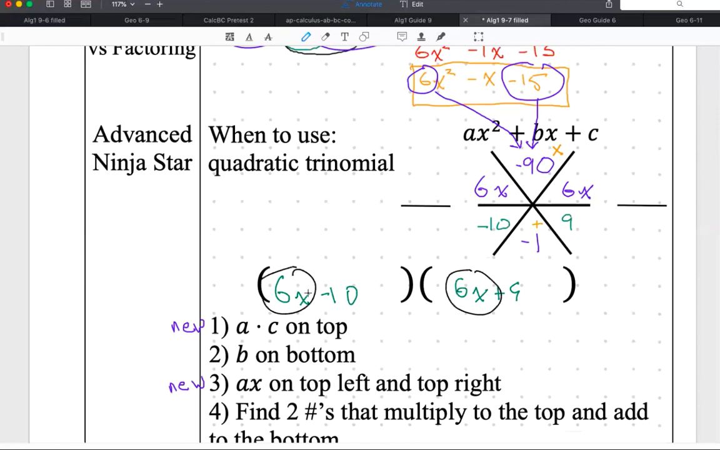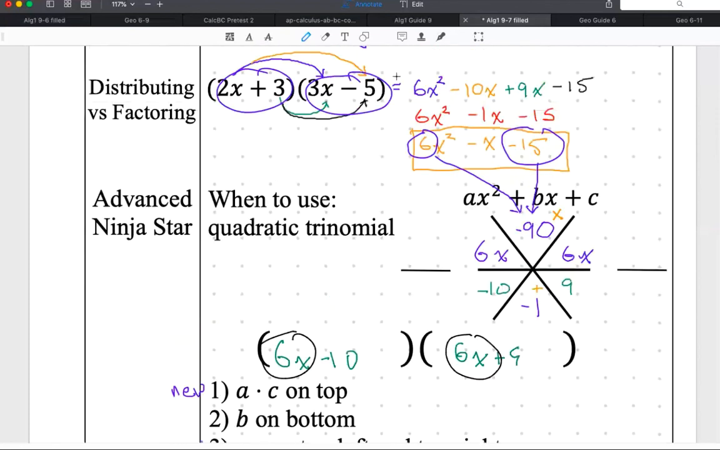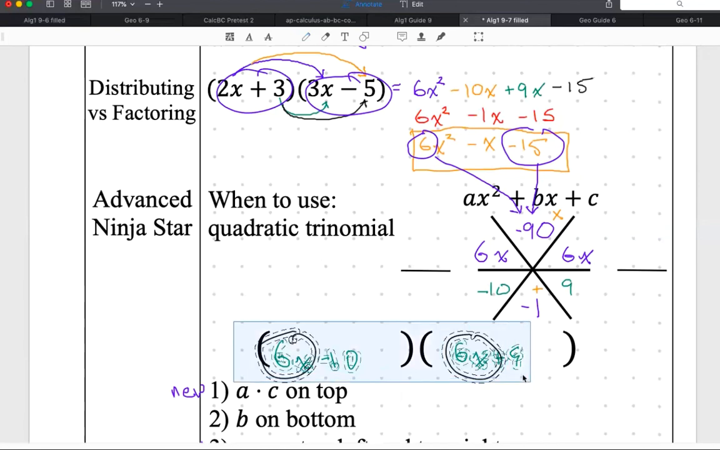6x times 6x. 6 times 6 is 36. That's not what we had up here. We had just normal 6. If this was a 36 up here in the blue, then we would be good, but that clearly doesn't multiply. So something bad is going on. So let me get rid of all this and try again.